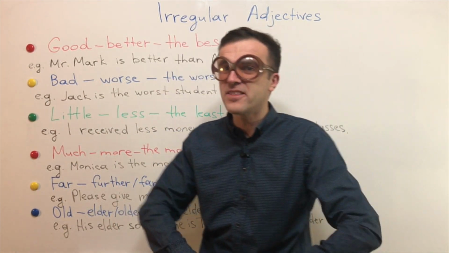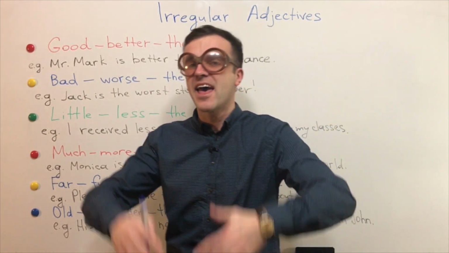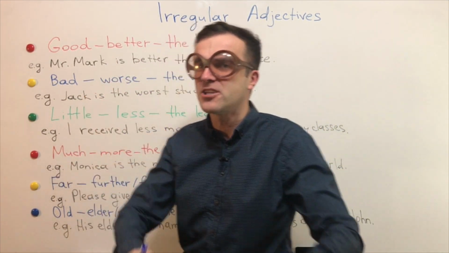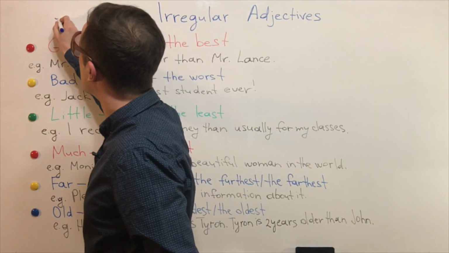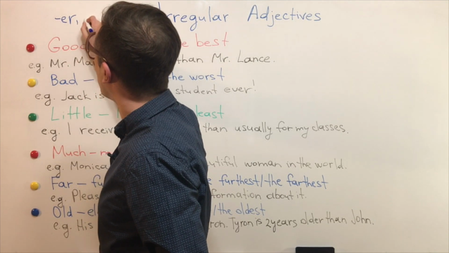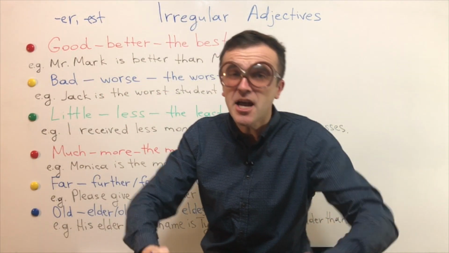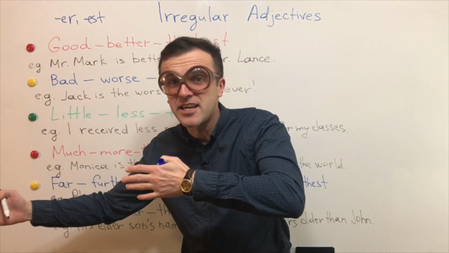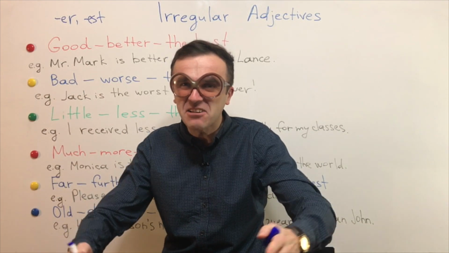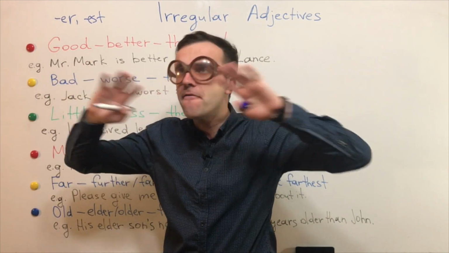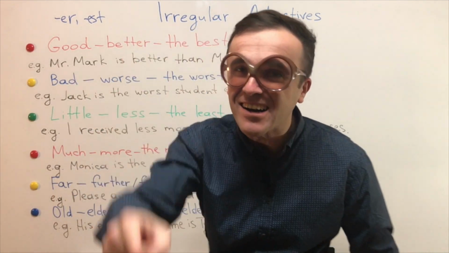So as you know, there are some regular adjectives and degrees of comparison, and in comparative and superlative forms we have endings -er and -est. So, for example, pretty, prettier, the prettiest, yes? But there are 6 irregular adjectives that have different forms and you have to know them by heart.